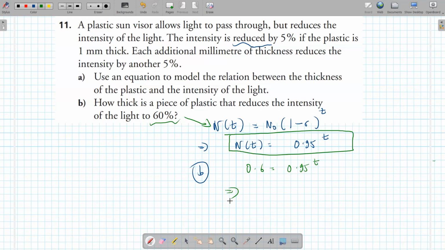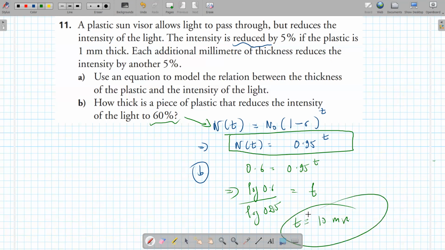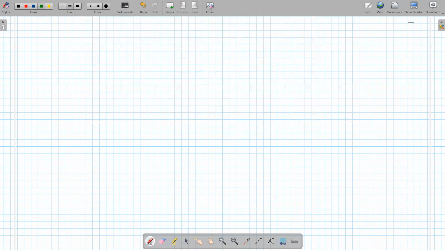You do log. So t will be log of 0.6 divided by log of 0.95. So log of 0.6 divided by log of 0.95, that is 10 millimeters. And that's the answer to this question. That makes sense? Do you understand why this is exponential and not linear?